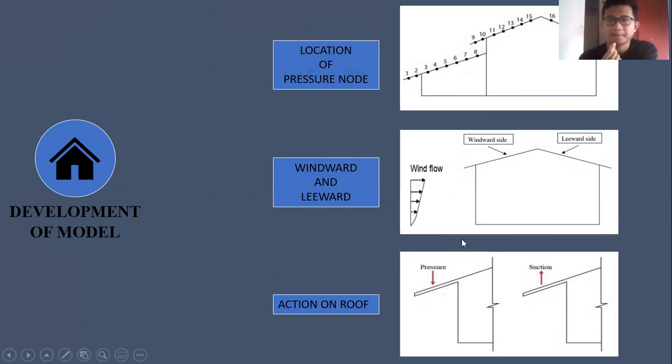Okay, from the wind flow, this is the windward side and this is the leeward side. There are two actions that occur at the roof. The first one is pressure, where the roof will go down, and the second is suction, where the roof will uplift.